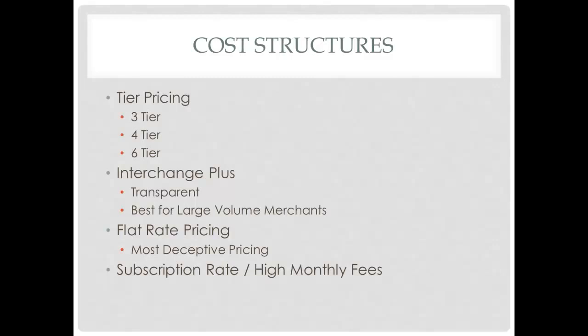If a merchant does $10,000 or less in volume, they're probably best on tier pricing as far as the savings go. If they do $10,000 to $20,000, they might be a little bit better on Interchange Plus, but it's not going to be a huge difference. If they're doing $20,000 or more in volume per month, they are almost always going to be better off on Interchange Plus pricing. And again, we'll explain more about Interchange Plus pricing in a moment.